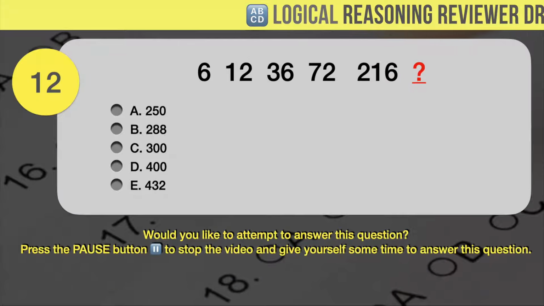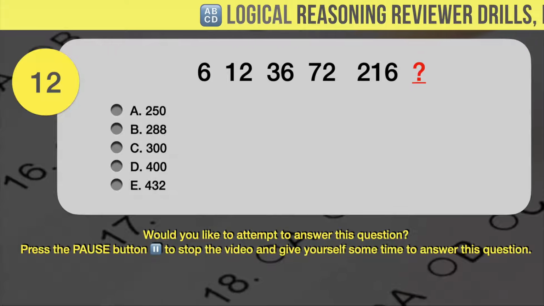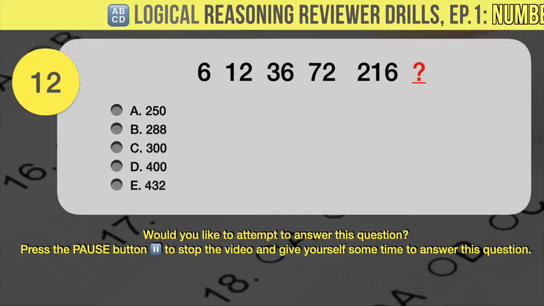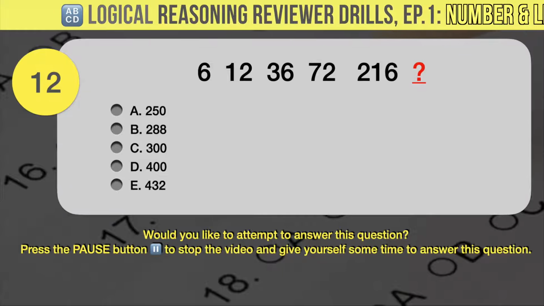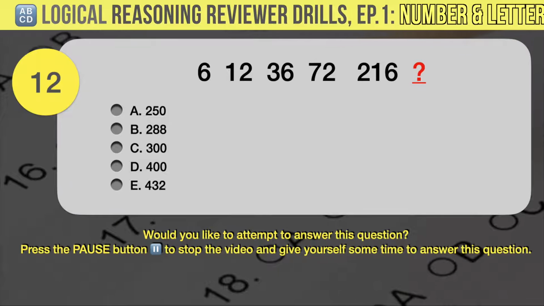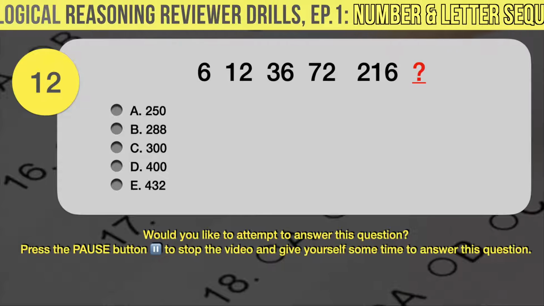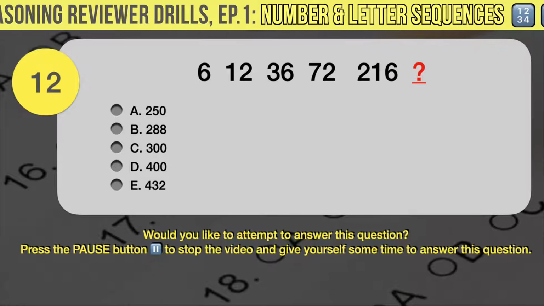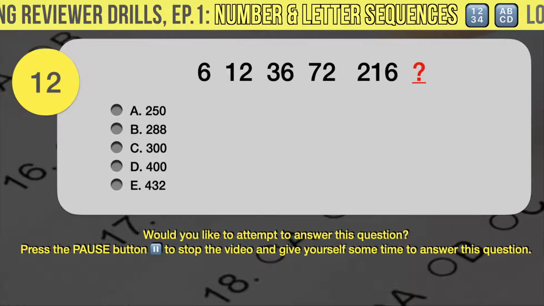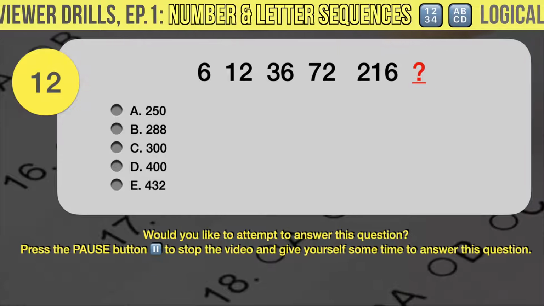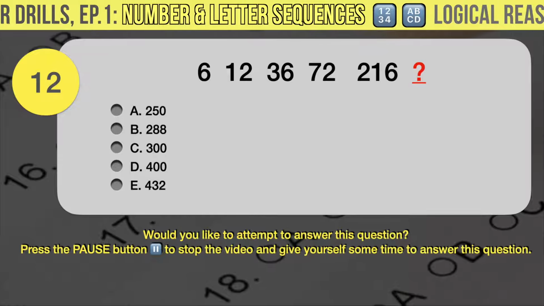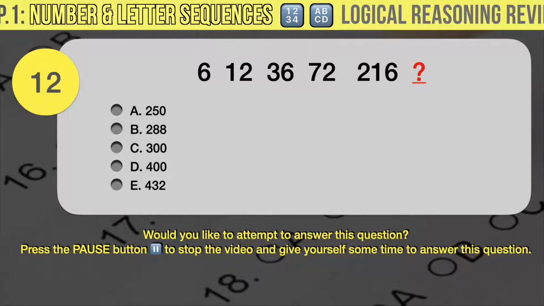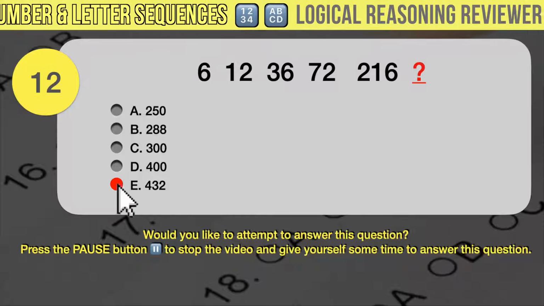Drill question number 12. Which number comes next in the following sequence? 6, 12, 36, 72, 216. Your answer choices are A. 250, B. 288, C. 300, D. 400, E. 432. The correct answer is E.